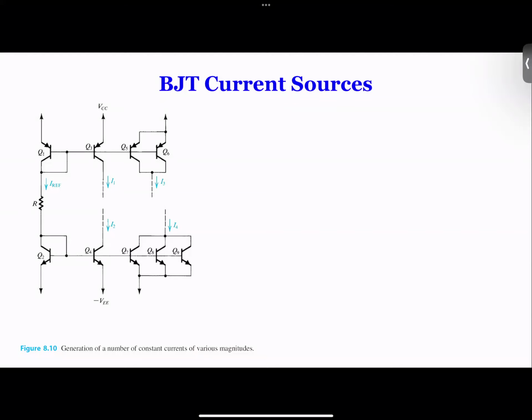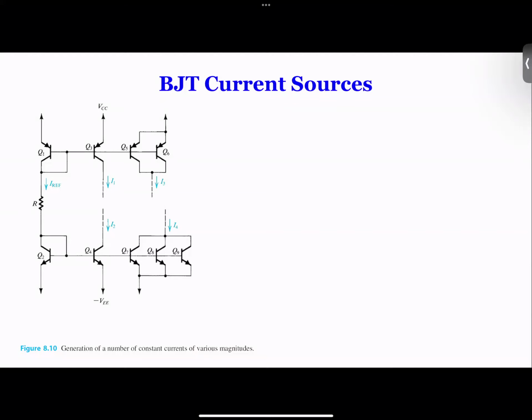3 times. Okay, now at the top, we have PNP type BJTs. The base of Q3 is connected the same as the base of Q1. So can we imagine how much current in I1 if they are again identical? Same as I reference. And how much current would you have in I3? Twice I reference, right? So you can see that you can build almost a lot of them.